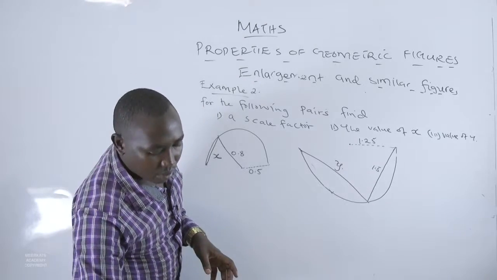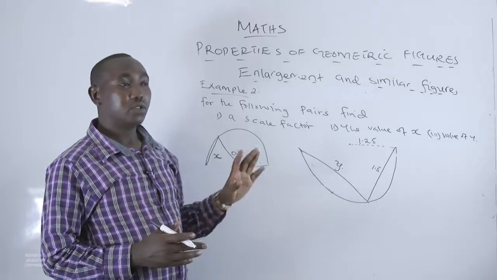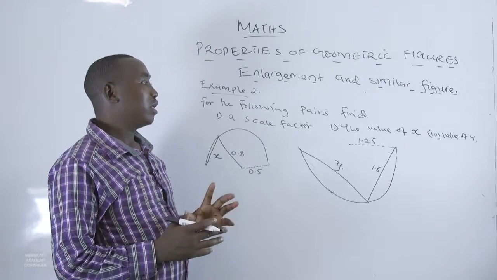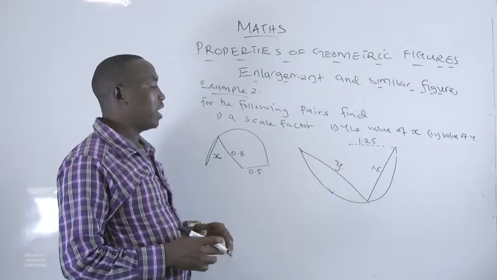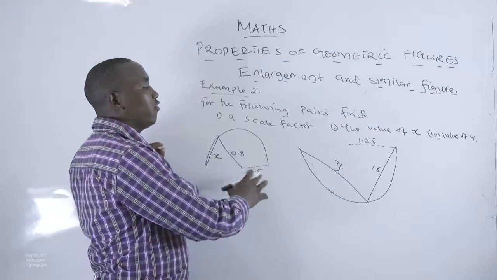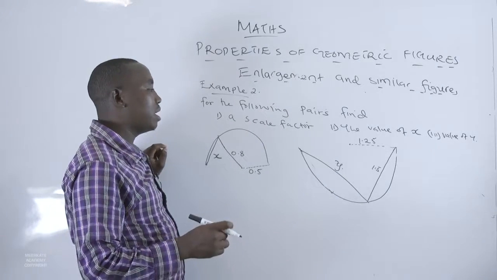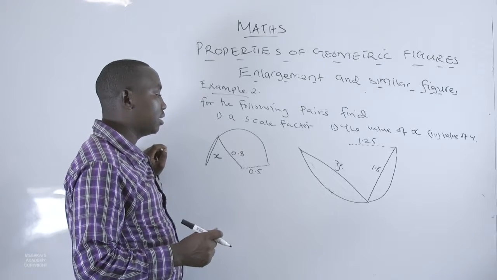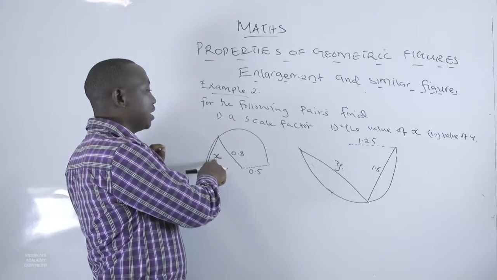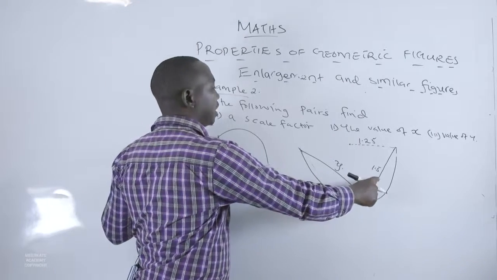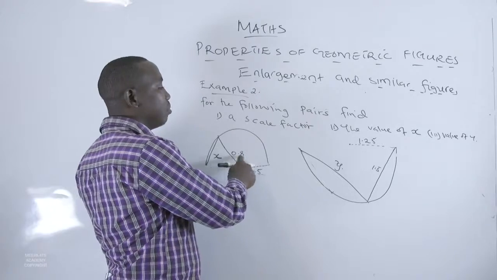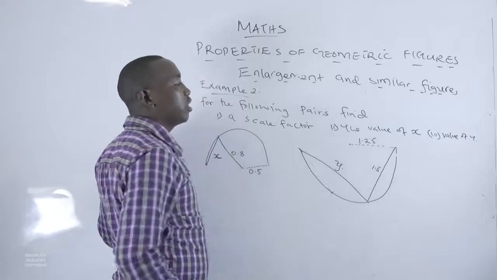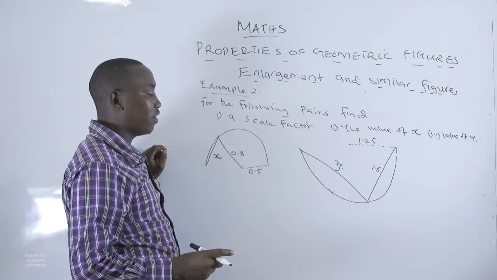Now, to answer this question, we need to understand that these two figures are similar. Both of them are semicircles, and we have pairs of corresponding sides. You'll be able to see that x corresponds to the other shorter side, which is 1.5, 0.8 corresponds to y, and the radius 0.5 corresponds to 1.25.